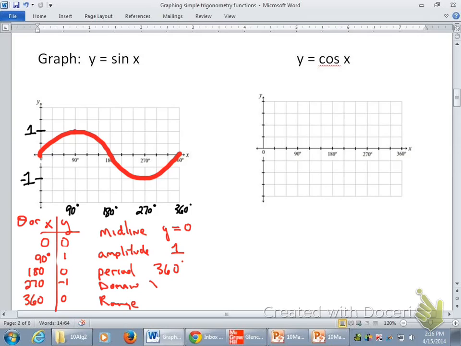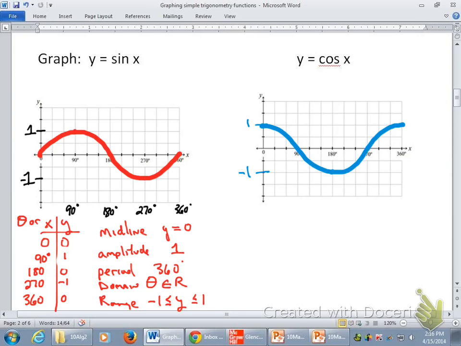Yes, the domain is all real numbers here. It is theta. I'm sorry. Theta is all real numbers. You can choose any number you want to for theta, but you will only get out what types of numbers? Numbers between -1 and positive 1.